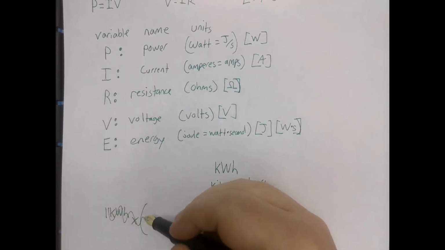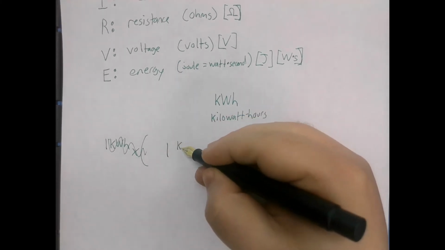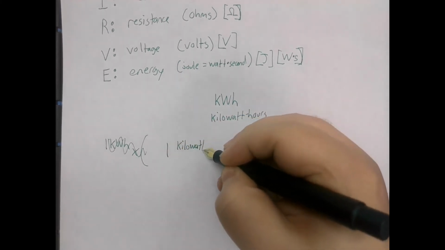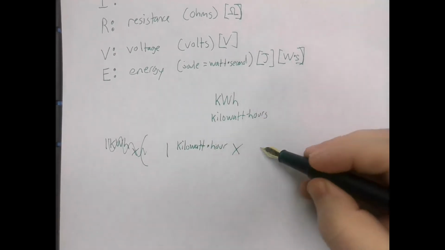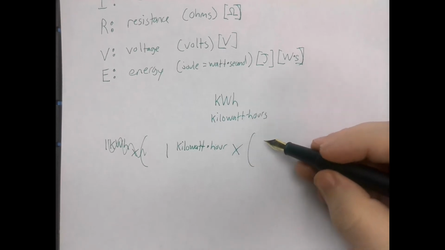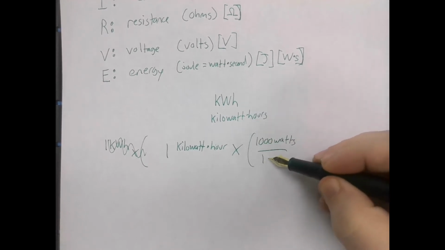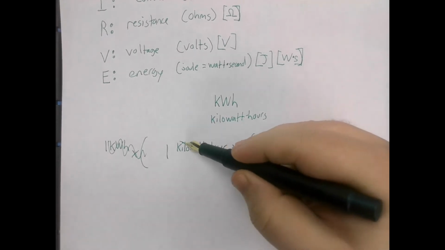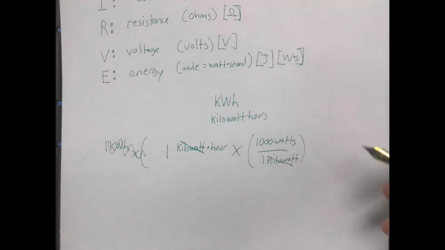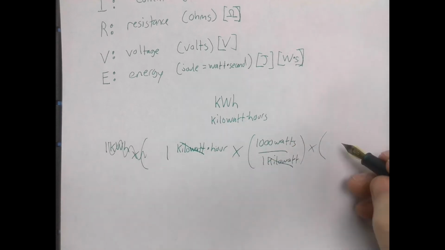So let me actually expand this out. So 1 kilowatt hour, and then we'll multiply this by, well, I know that there is 1,000 watts in 1 kilowatt. So kilowatt cancel out, which gives me watt hours. I multiply this by hours.